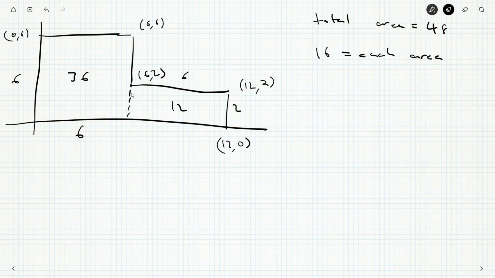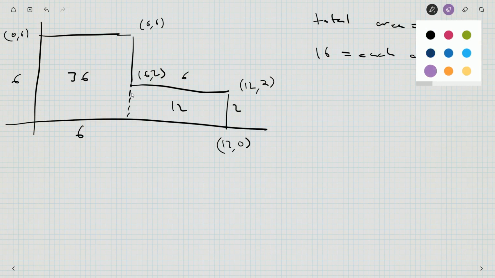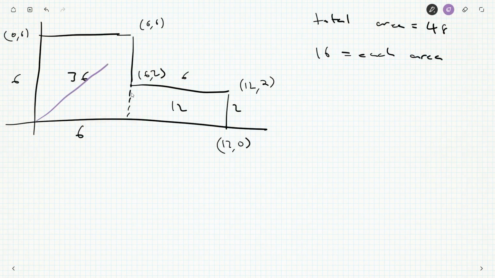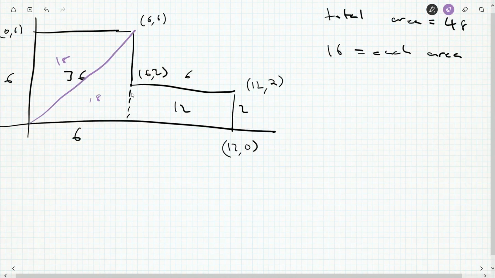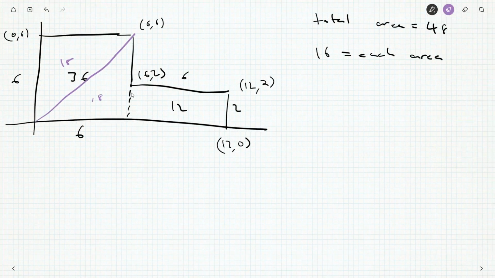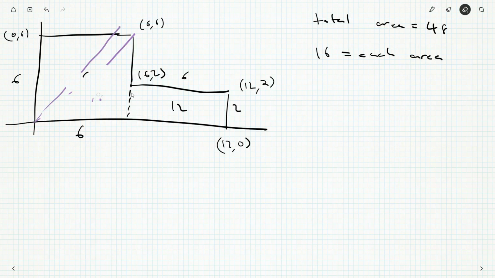Now, let's switch some colors here. If I were just going to cut across up to this corner, I'd have this split into 18 and 18, because we're splitting the square in half. But 18 is a bit too much. So that tells me I'm going to need to draw my purple line a little further over. I need to get an area of 16. So that's a good attacking point.